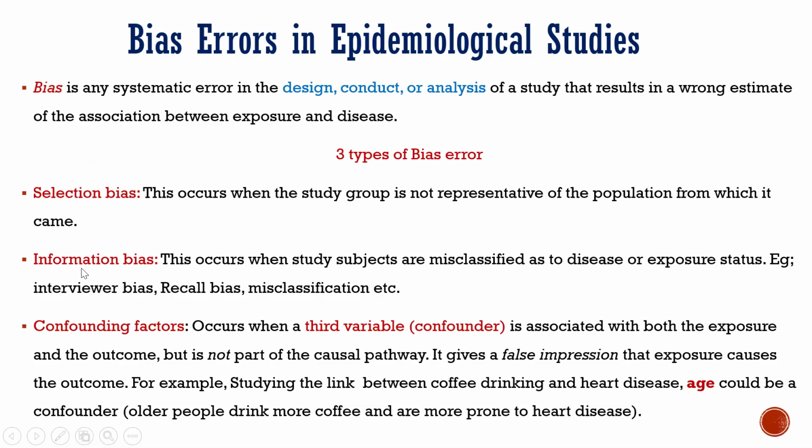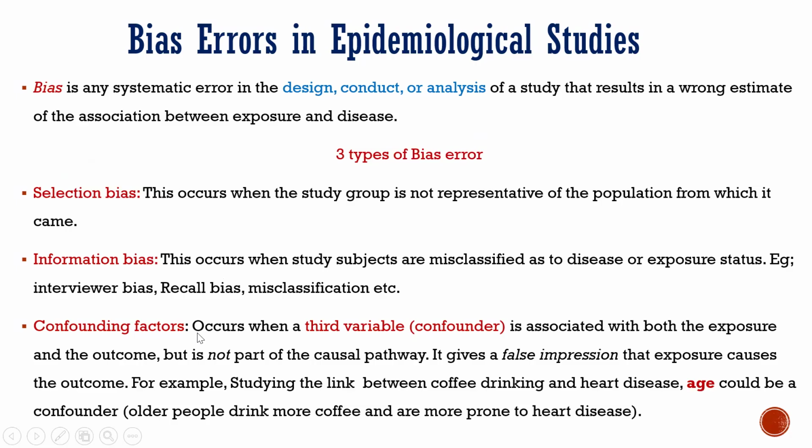Then we have another type of bias, which is called information bias. Information bias occurs when study subjects are misclassified as to disease or exposure status. So we have the examples of interviewer bias, recall bias, and misclassification. For example, when you are carrying out a study based on information you get from people, and these people you are asking maybe have forgotten about that particular thing, there could be a recall bias.